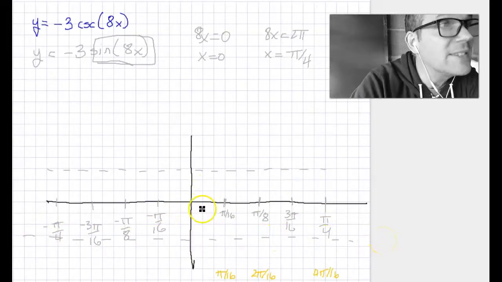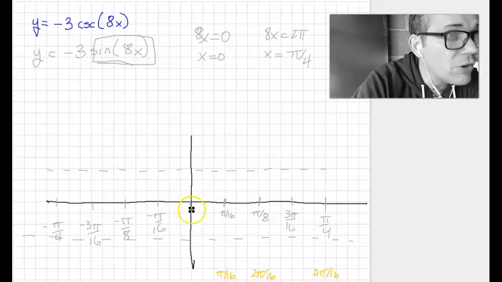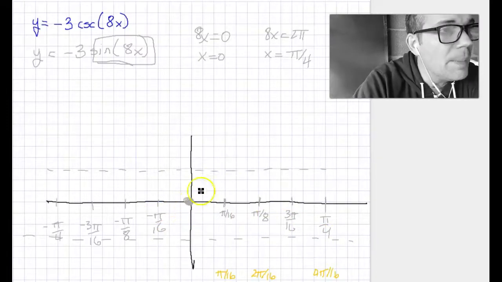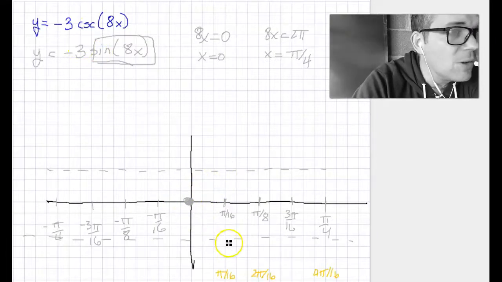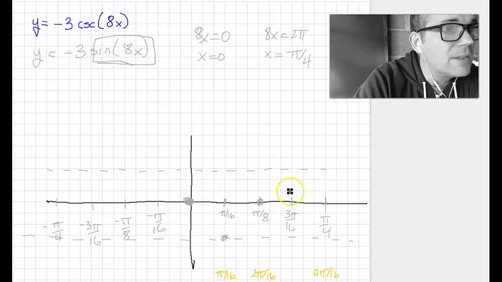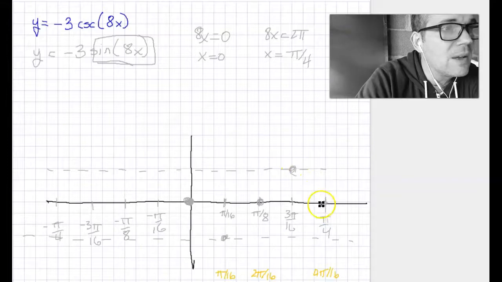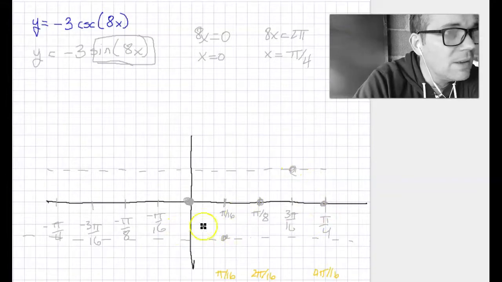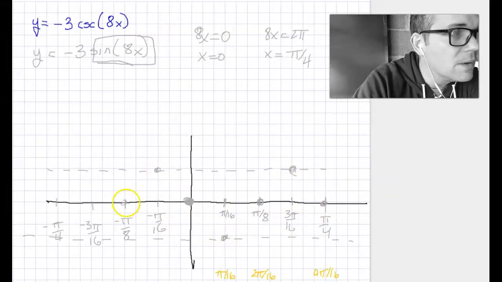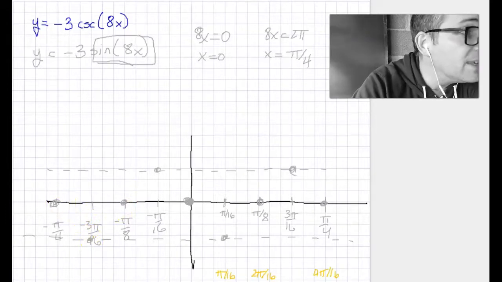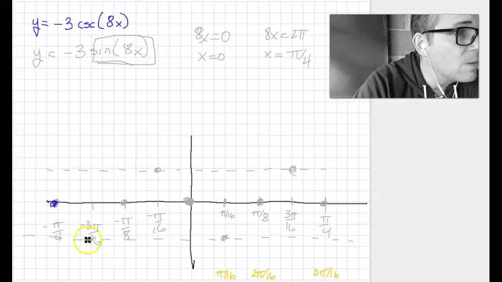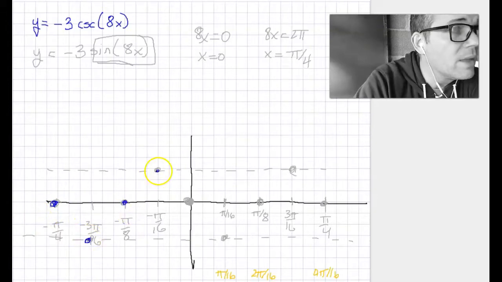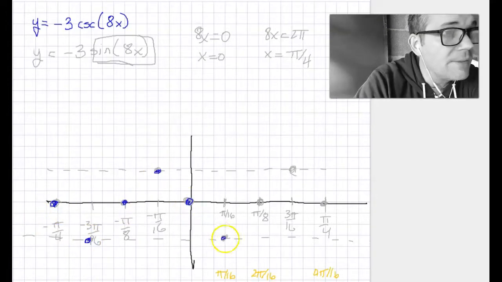So we know that sine normally starts at 0. And it would normally go up, but this is negative, so it'll be down here, back to the 0 line, up here, back down here, and then we'll continue that pattern. So down, up, up, back down. These are going to be my key points, where I'm going to start working with the cosecant graph.